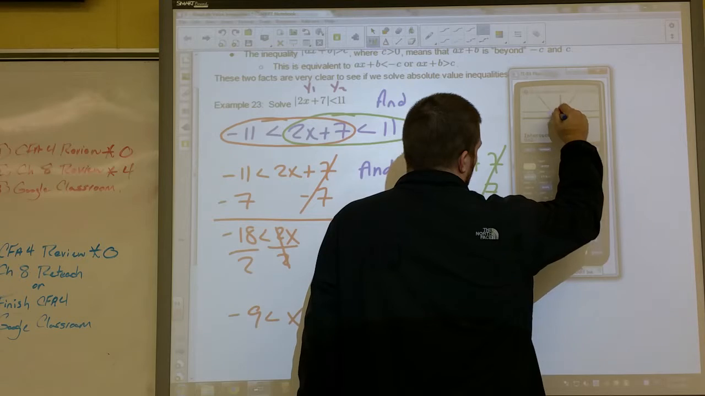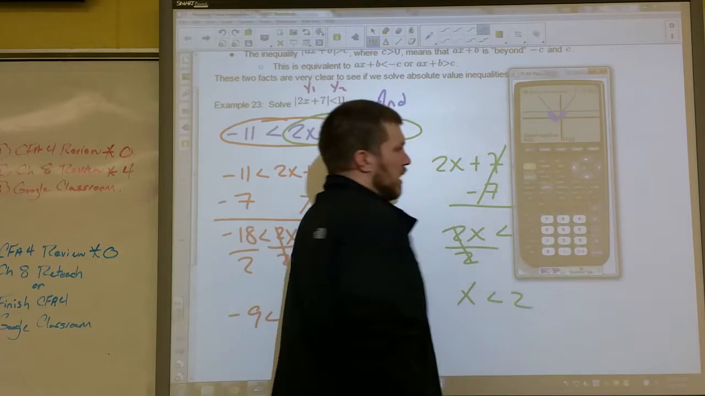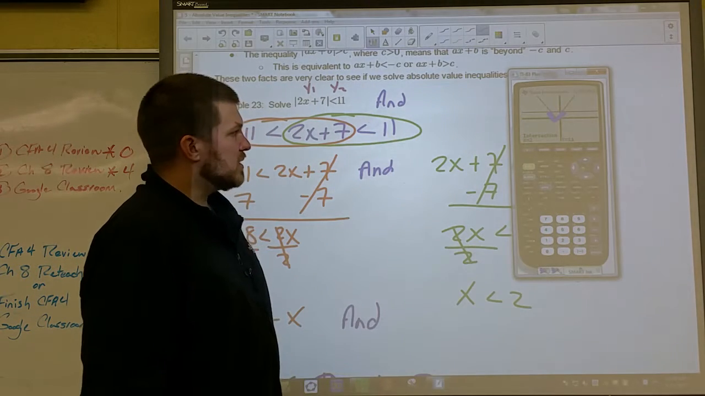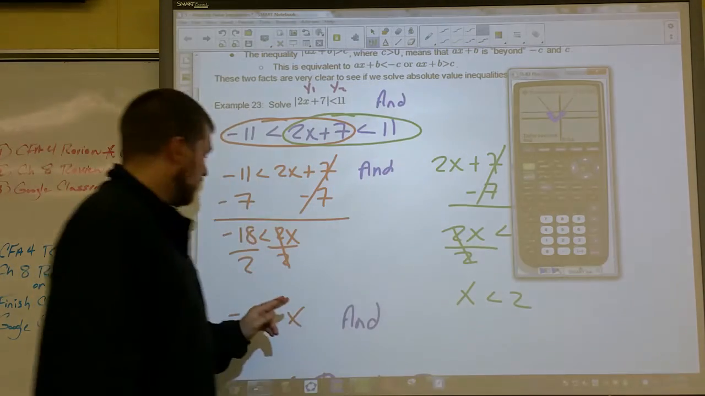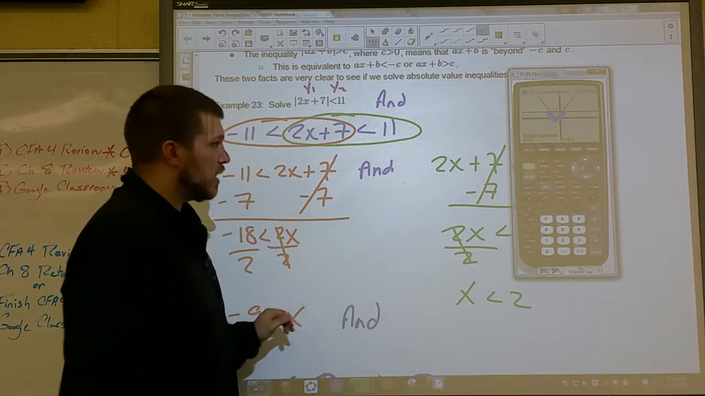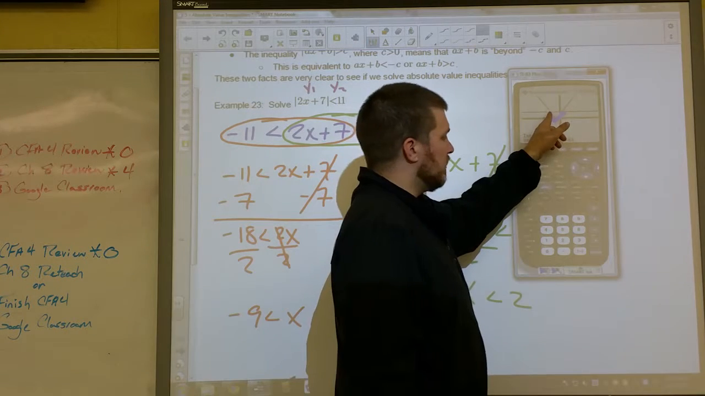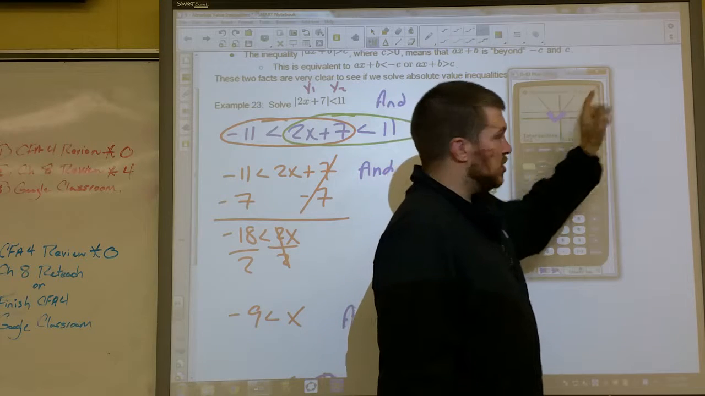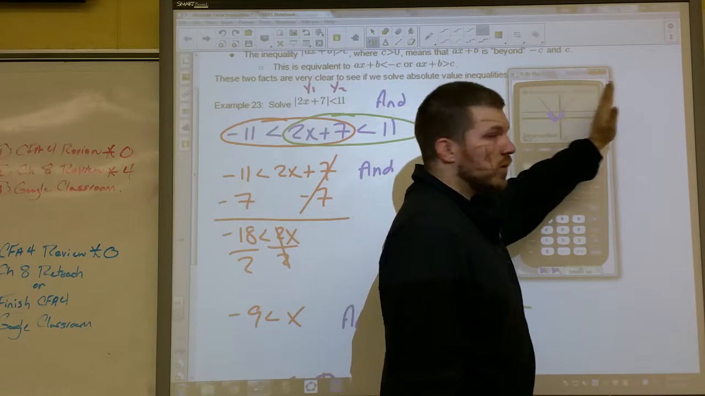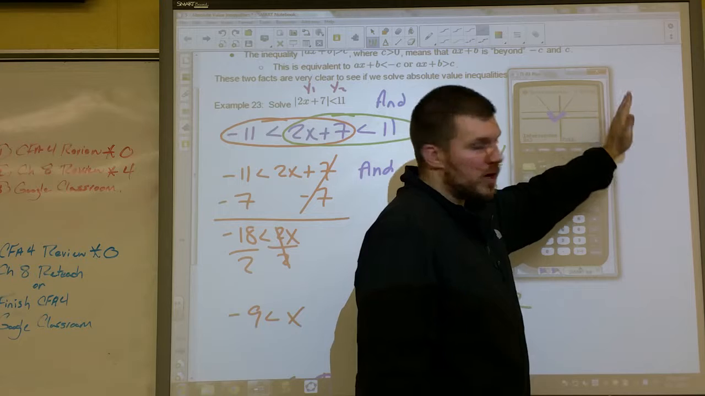So this part of the graph right here. Well, that means one of our values was x greater than negative 9, because here's x equals negative 9, and we want to be greater than, because the shaded part of our graph was to the right. Going to the right means greater.